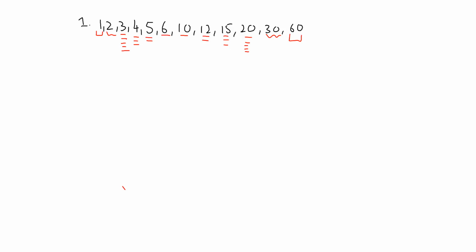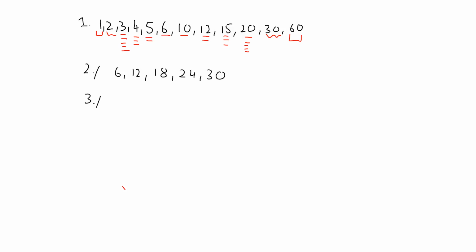Okay, question 2. You were asked to write out the first 5 multiples of 6. Well, that's pretty easy. You've got 6, 12, 18, 24, and 30, just because it's 6 times 1, 6 times 2, 6 times 3, 6 times 4, and 6 times 5. It's just the times tables.